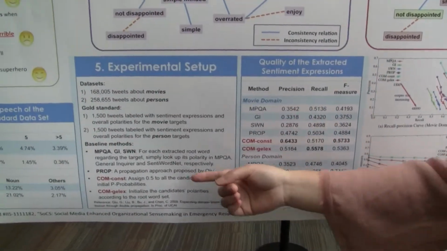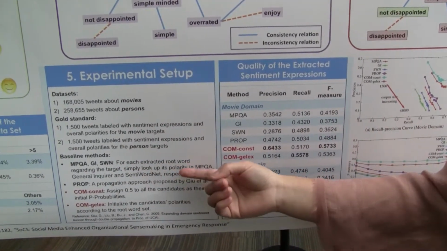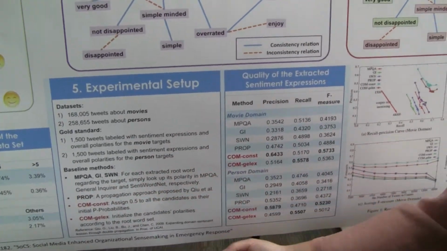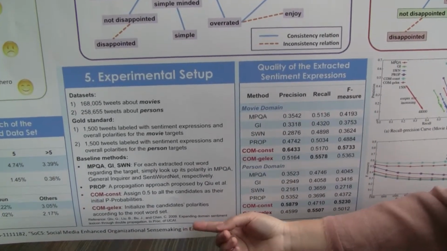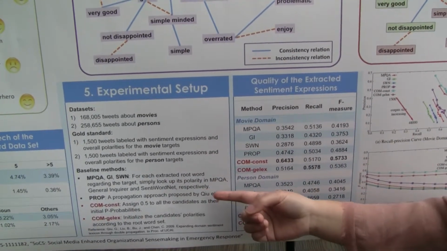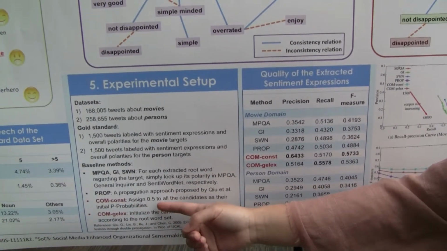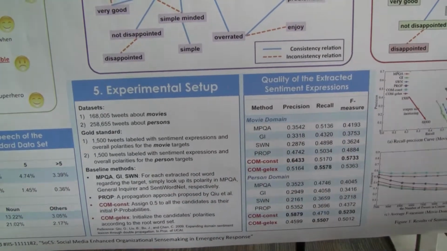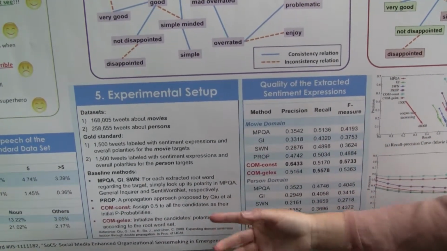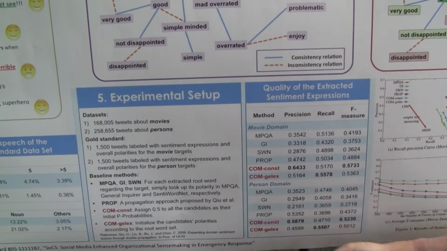So we compared our method with several different methods. MPQA, HL and SWN, these three are lexicon-based approaches. And this PLOP is proposed in a paper from ICWSM 2009, a propagation method, kind of a heuristic-based or rule-based method. And then these two are our method. The difference between these two is that this one assigns 0.5 to all of these candidates as the initial P probability, and this one initializes the probabilities of these candidates using the root word set.